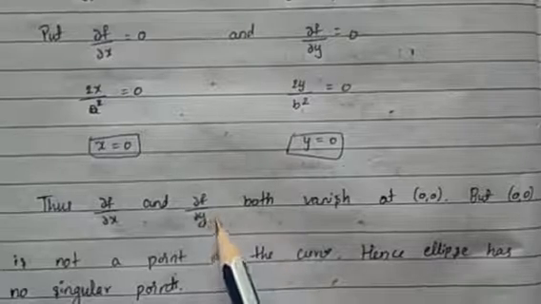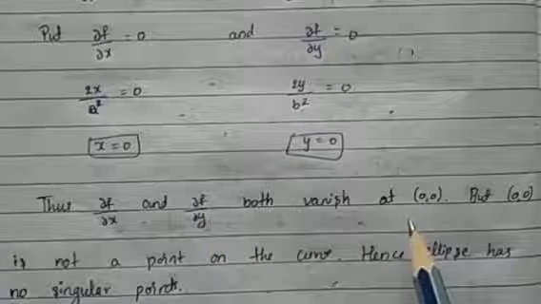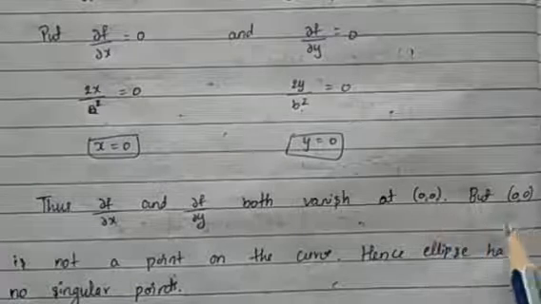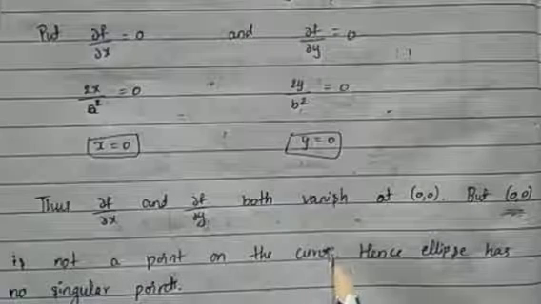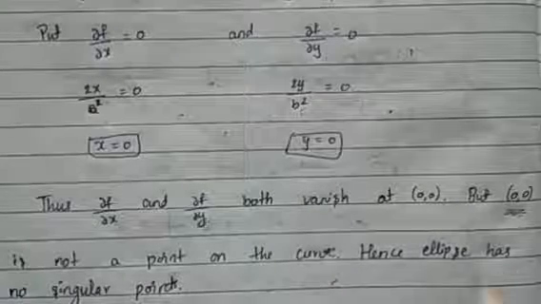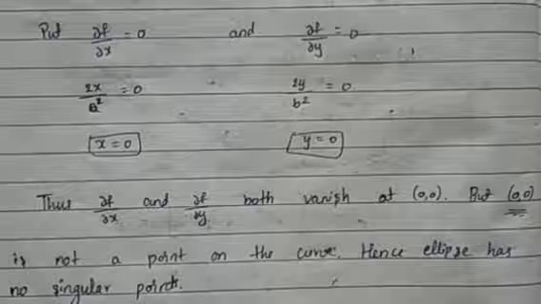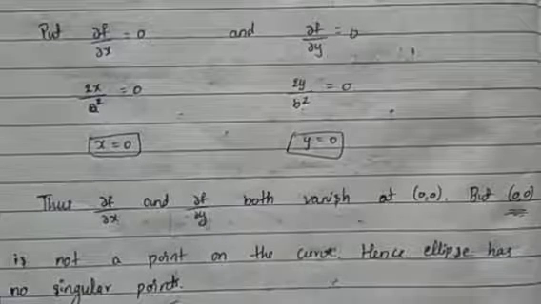Thus we say that ∂f/∂x and ∂f/∂y both vanish at (0, 0). But (0, 0) is not a point on the curve. Hence the ellipse has no singular points.